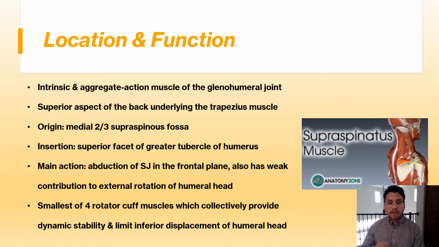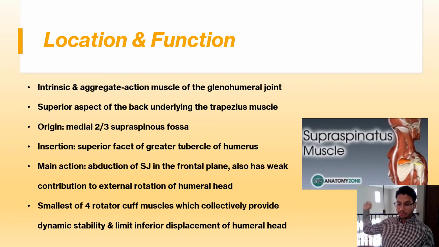Its insertion is a bony target called the superior facet of the greater tubercle of the humerus, which is located on the upper arm. The main action of the muscle is abduction of the shoulder joint in the frontal plane. Initially it was thought that it initiated that action, but current research states that the muscle is active in abduction and throughout the range of motion of the shoulder joint. It also has a weak contribution to external rotation of the humeral head.